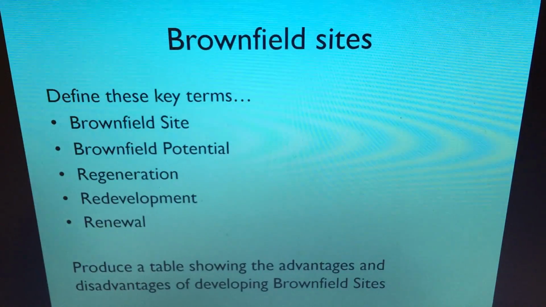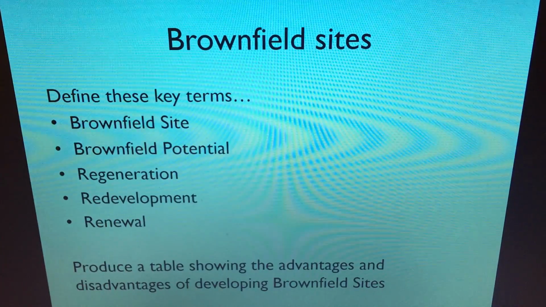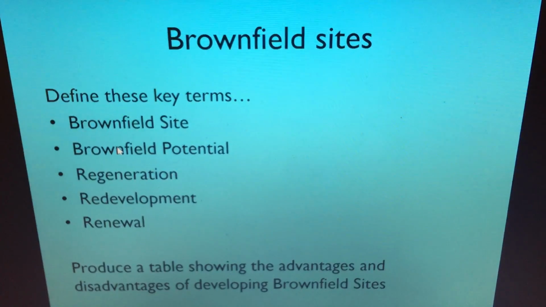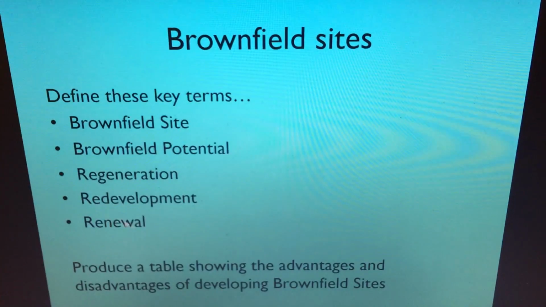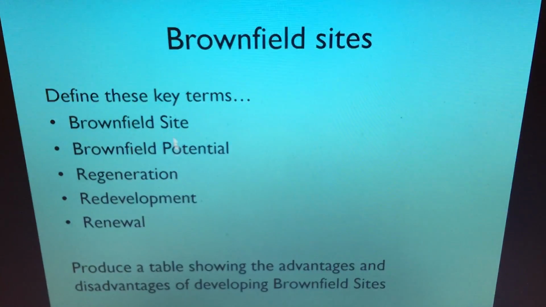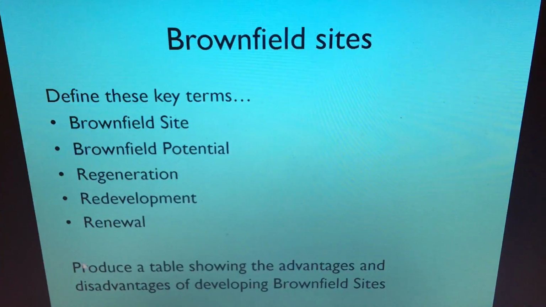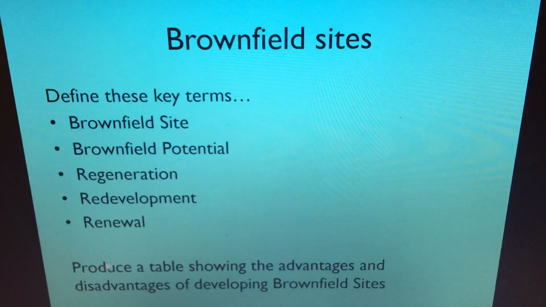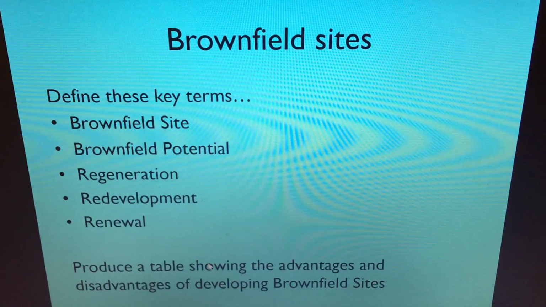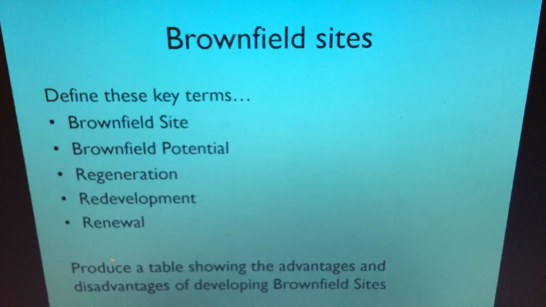After that, your next task is going to be more of a research-based task. I need you to find definitions to the following terms: brownfield site, brownfield potential, regeneration, redevelopment and renewal. All of these terms are really pertinent to East Manchester because the area, the study site that we're looking at, all of these terms are used to describe what has happened within East Manchester from the 1990s through to the present day. And then down at the bottom there, produce a table showing the advantages and the disadvantages of developing brownfield sites.